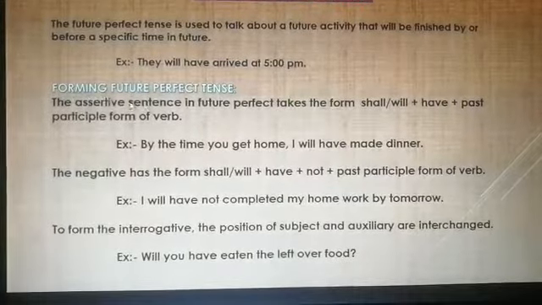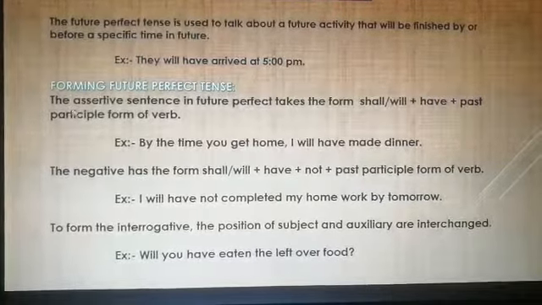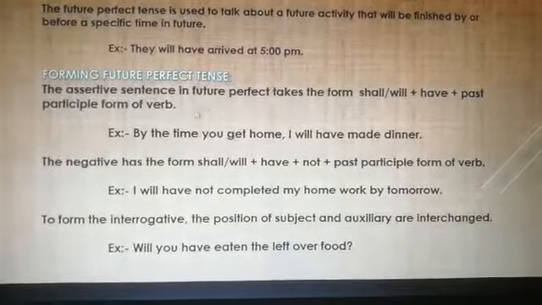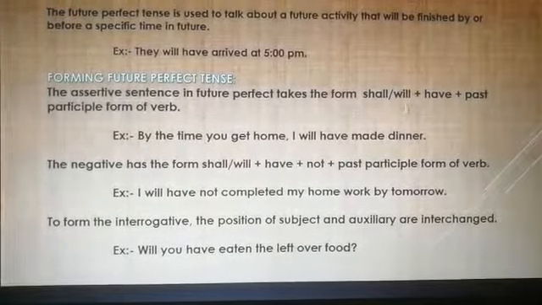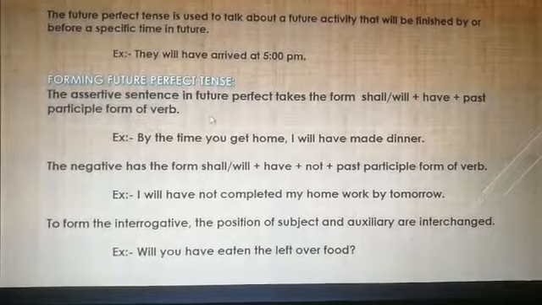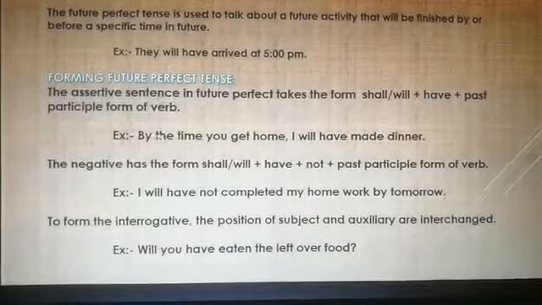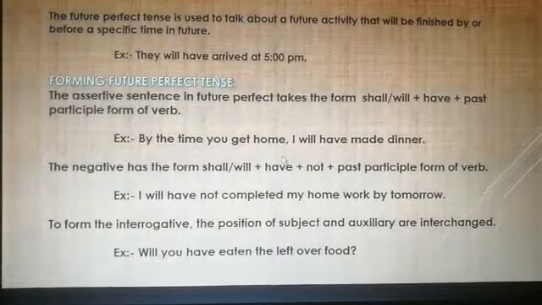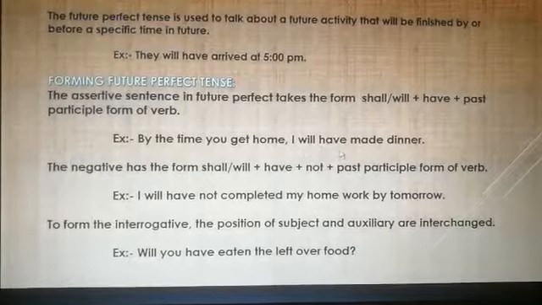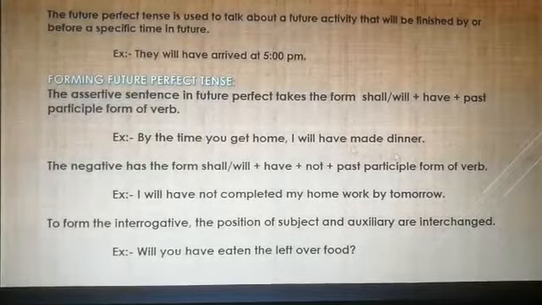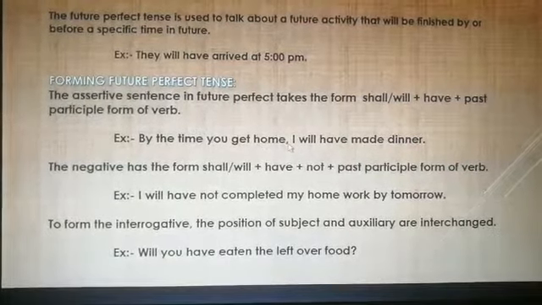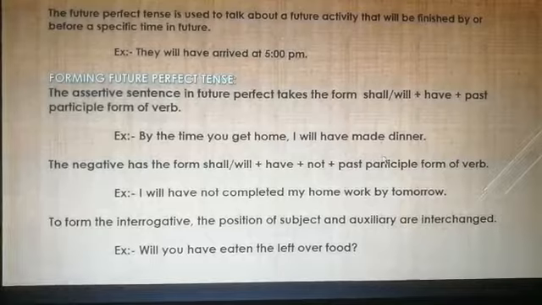Now, forming future perfect tense. So how is future perfect tense formed? The positive sentences take the form shall or will plus have plus the past participle form of verb. Like for example, by the time you get home, comma, I will have made dinner. Will have plus the past participle form of make, that is made.